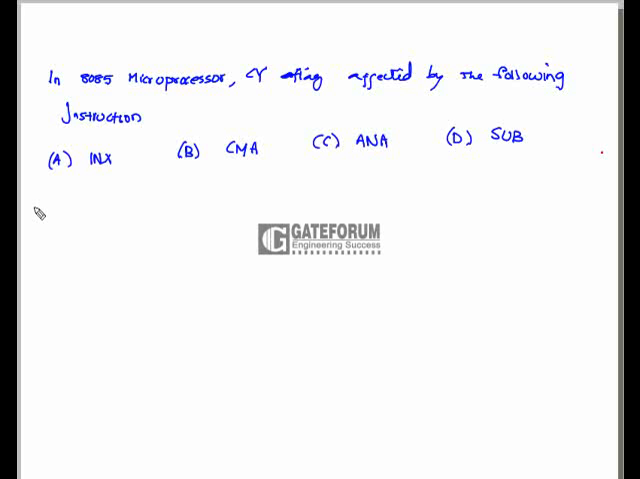In the 8085 microprocessor, the carry flag is affected by which of the following instructions? There are 4 instructions given as options. Increment is nothing but adding 1, so it is not going to affect the carry flag. Complement accumulator is also not going to affect the carry flag, and ANDing is also not going to affect the carry flag, because ANDing is a logical operation, not an arithmetic operation. So subtraction is the only instruction which will affect the carry flag, so option D is correct.